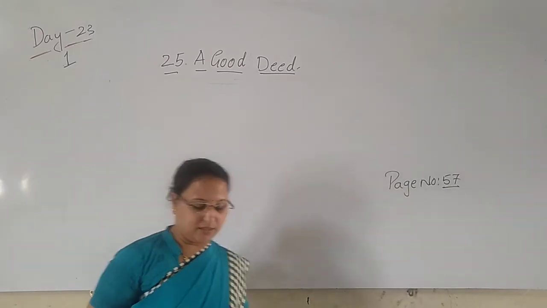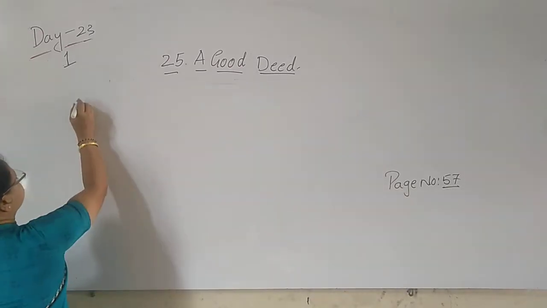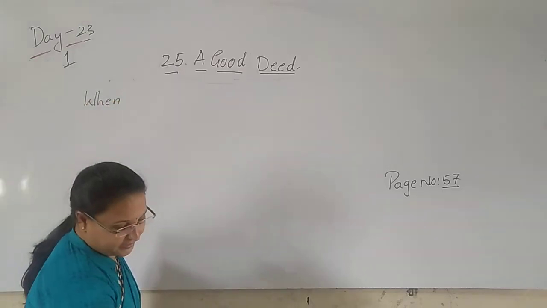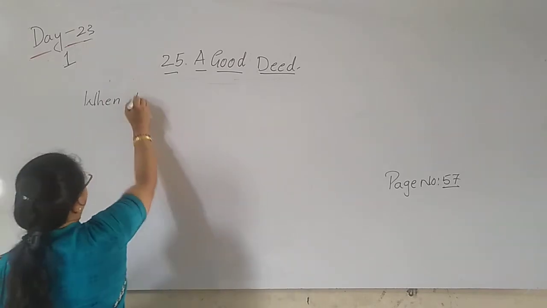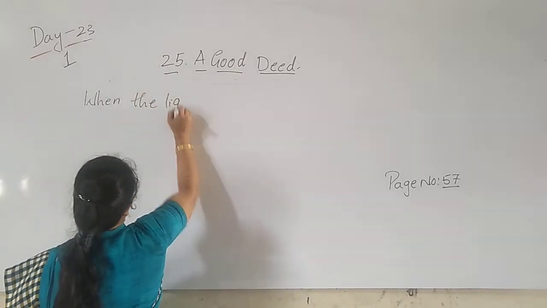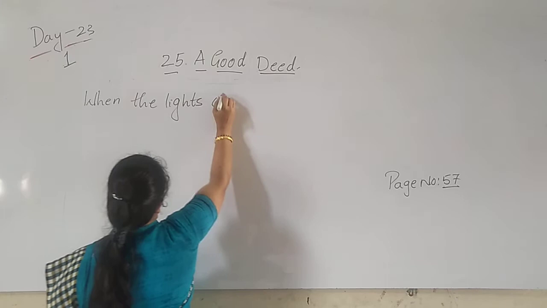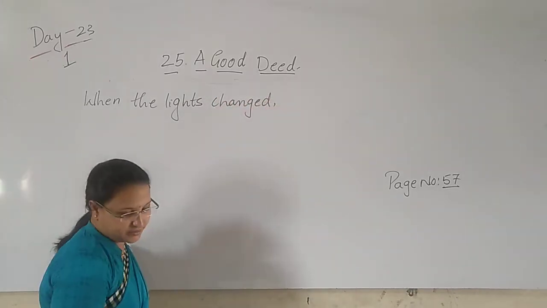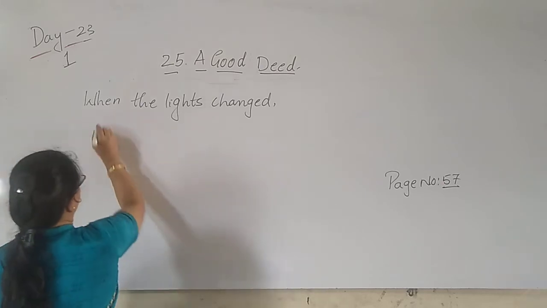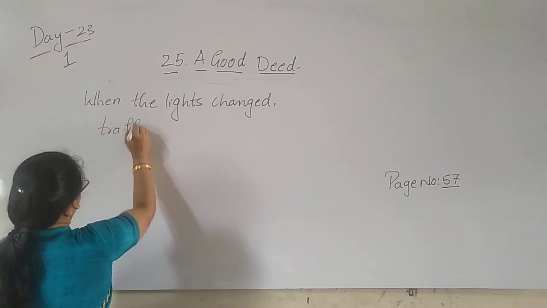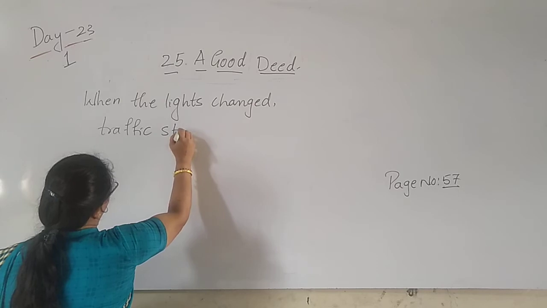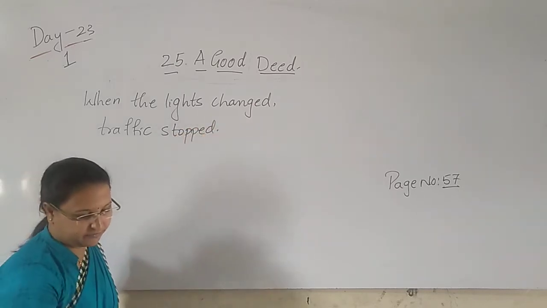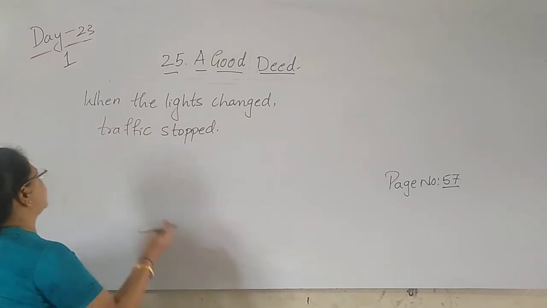So here, children, the first sentence they have given: When the lights changed, traffic stopped. Traffic stopped. Here we will use a color pencil, children.